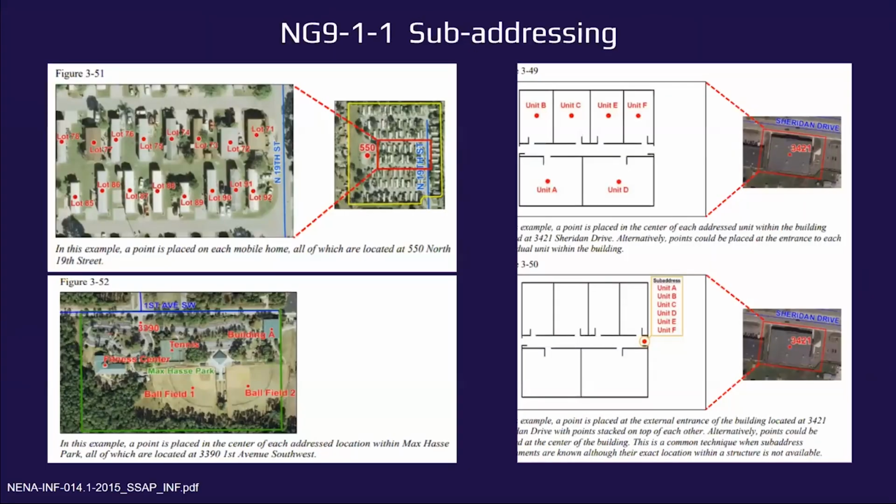So sub-addressing here is an example, or a few examples from specific instances. We may have mobile home parks over in the upper left-hand corner that may have one address associated with that mobile home park, but each home may have a lot number associated with it. It's useful to use the sub-addressing information to distinguish what building, what lot the response is needed at.